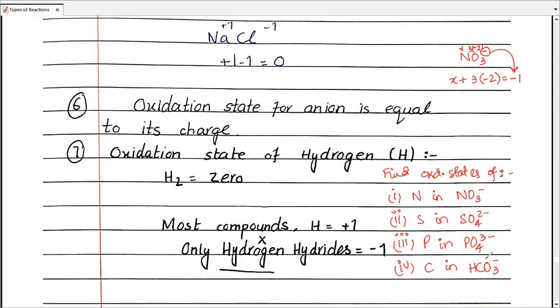It is coming same for the third one as well. Right, very good. If it's the same, it's correct. Both nitrogen in NO3 negative, the nitrate ion, and phosphorus in phosphate, PO4 negative, have the same oxidation state, +5. All right.